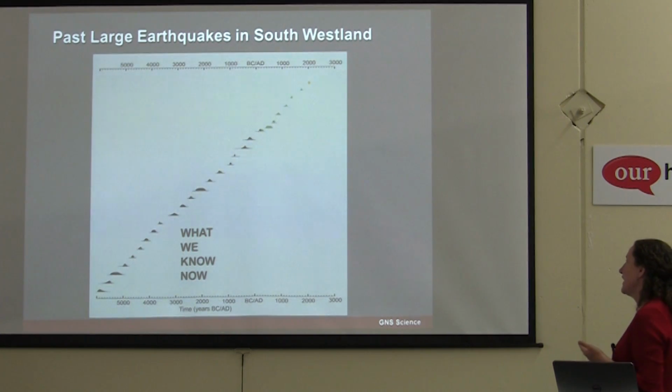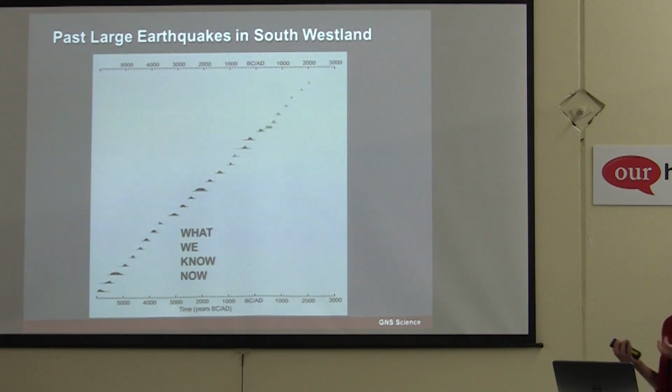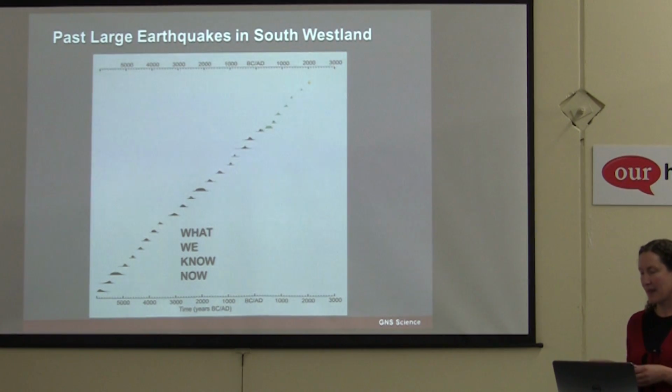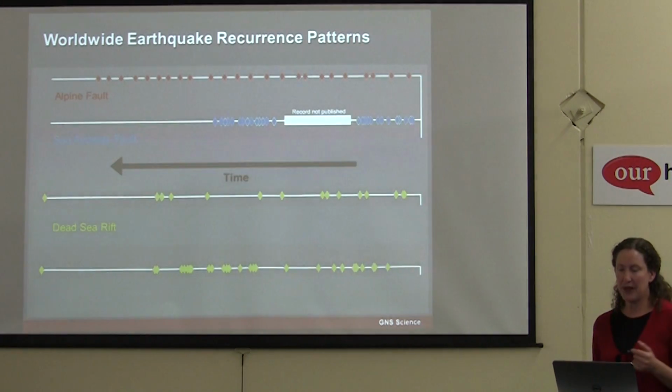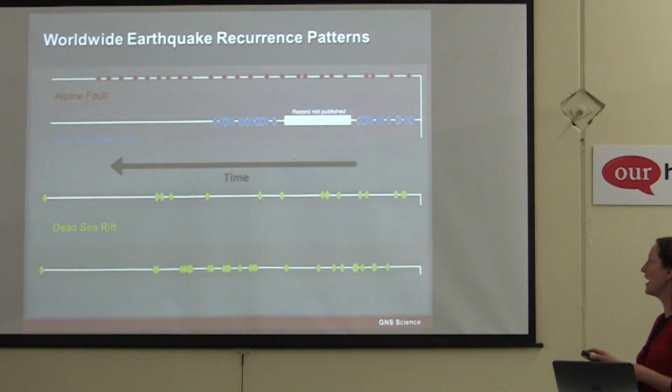What you can also see is that we have enough events now to get a reasonably accurate picture of how this fault ruptures and how often it ruptures. So in terms of a natural system, this is actually recurring amazingly regularly. There are some big gaps in time between earthquakes and some smaller gaps in time between earthquakes, but if we compare it with faults worldwide, here's our Alpine Fault record at the top with regularly recurring earthquakes.